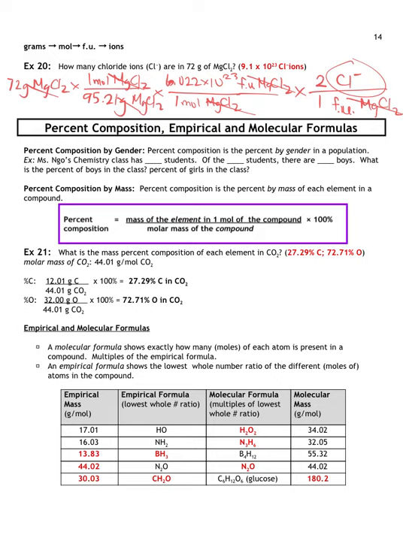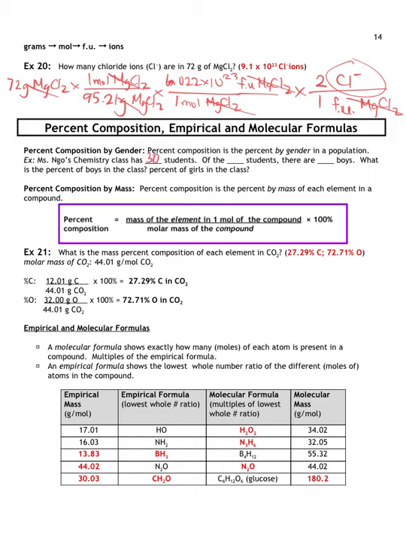Okay, lots of calculations. Now these calculations lead to what is called the calculations for percent composition, empirical formula, and molecular formulas. So let's talk about what percentages are. If I were to ask you to calculate percent by gender, percent composition by gender in a population, and the population we're looking at is our classroom. Say we have 30 students in our class.